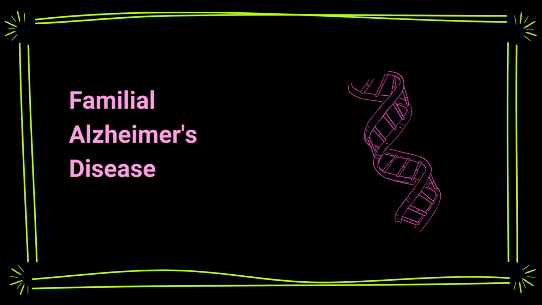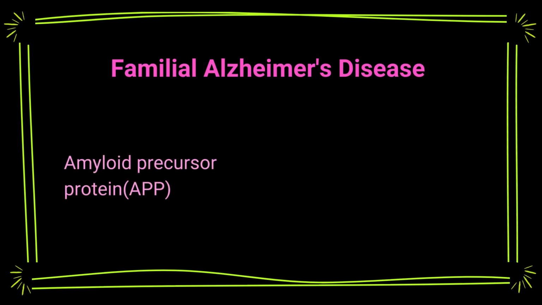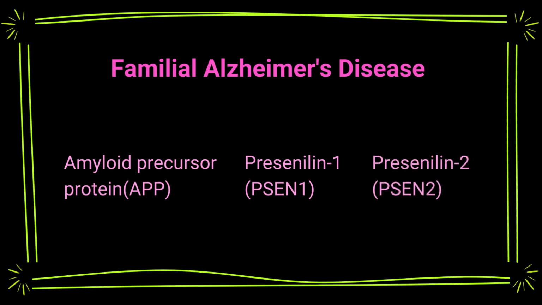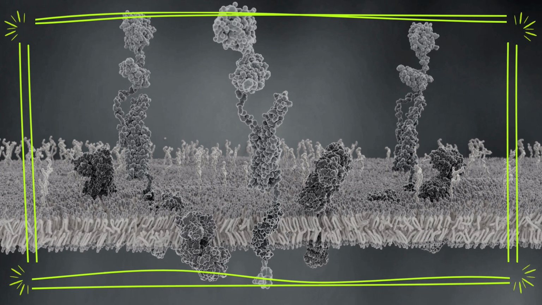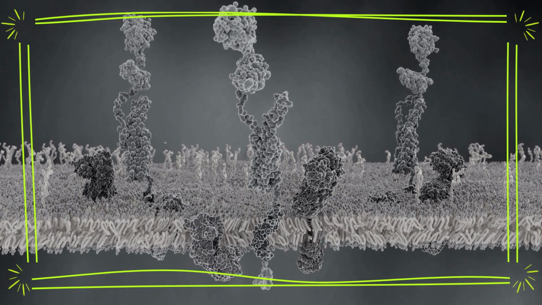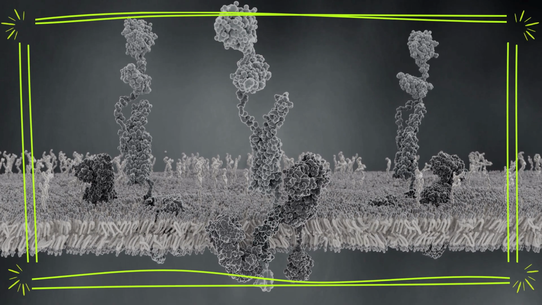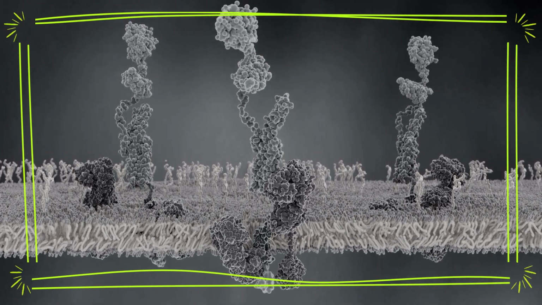For familial Alzheimer's, 3 genes are known to cause the disease: amyloid precursor protein, Presenilin 1, and Presenilin 2. Mutations in these genes are involved in the breakdown of a protein called amyloid precursor protein, or APP, which we don't fully understand yet. What we know is that the breakdown of APP creates harmful sticky fragments known as amyloid protein in the brain, which is a hallmark of Alzheimer's.